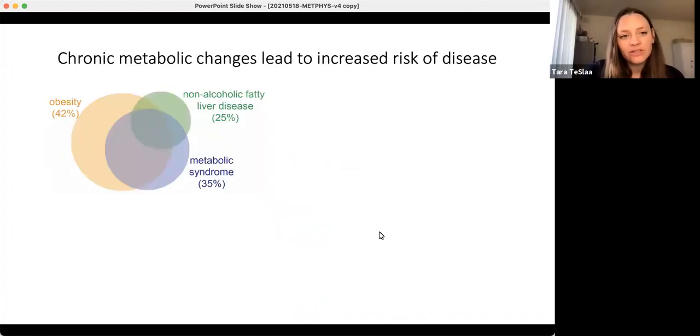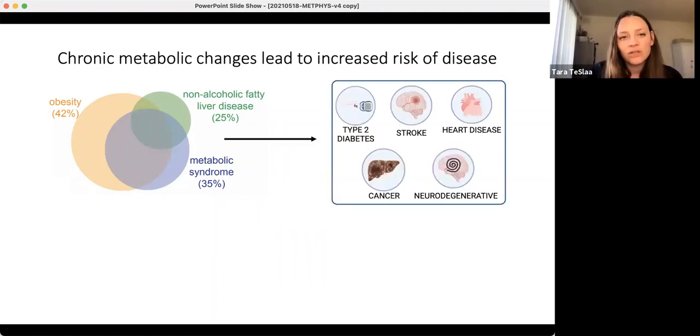So my research is interested in chronic metabolic changes that lead to increased risk of disease. We know that millions of Americans, over 40%, have obesity, and a large fraction also have metabolic syndrome and non-alcoholic fatty liver disease. And these are chronic changes in metabolism that lead to increased risks of more life-threatening diseases, such as type 2 diabetes, heart disease, and cancer.